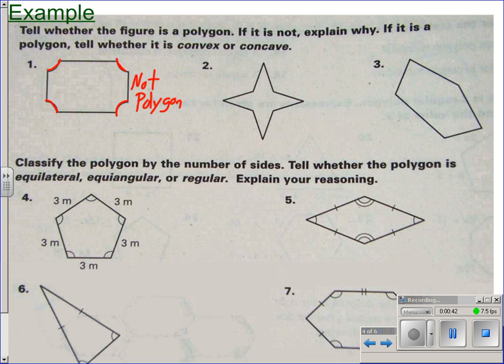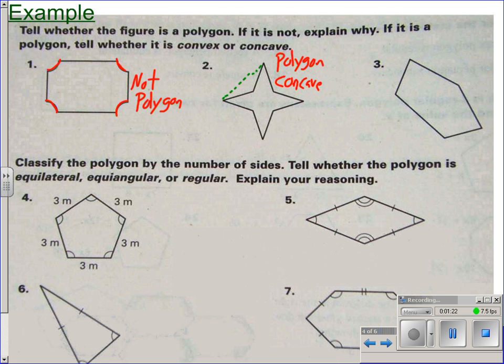Number 2, kind of looks like a star. It is formed by a whole bunch of segments. This is a polygon. Now the question says, if it's not, explain why. Well, like I said, it's got those curves on it, not formed with segments. If it is a polygon, tell whether it is convex or concave. If there's one definition that I gave in the notes, I also explained how I think about it. If you can anywhere draw a segment connecting two vertices, and that segment can fall outside of the polygon, this thing is concave, and that's what we have here.